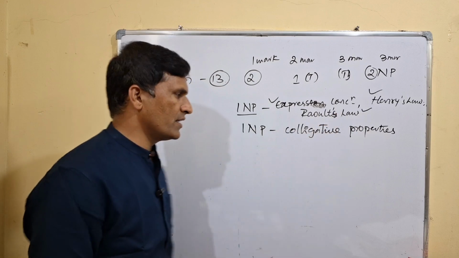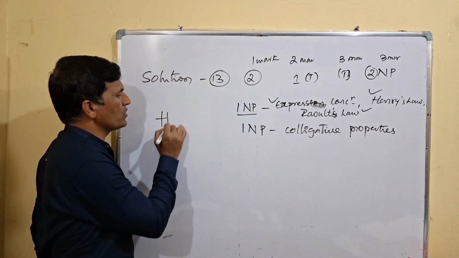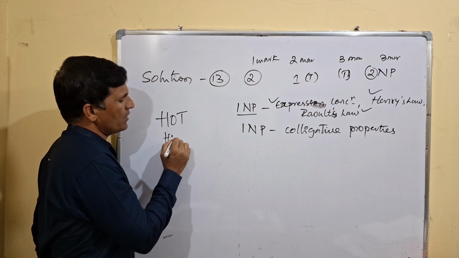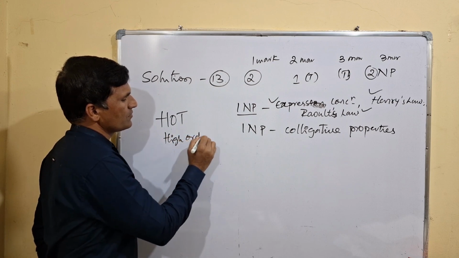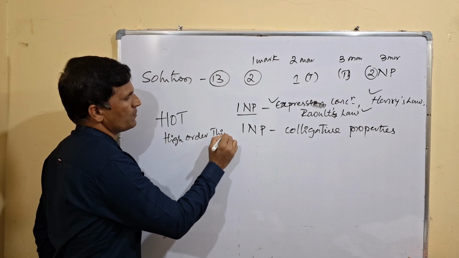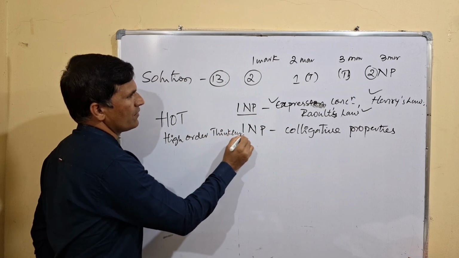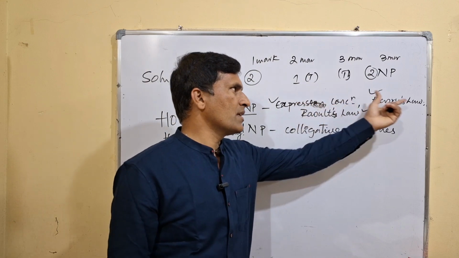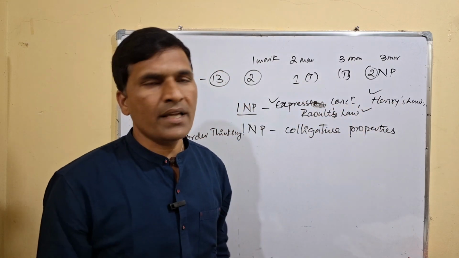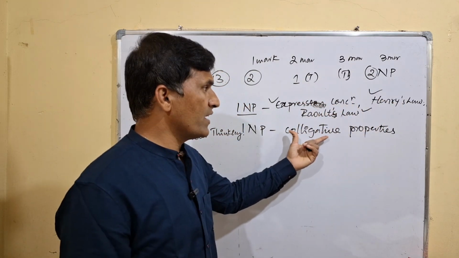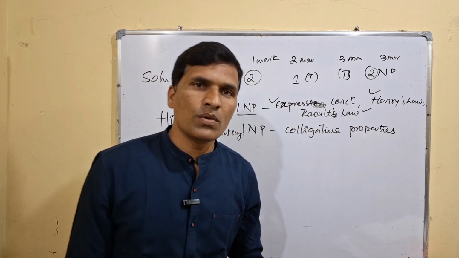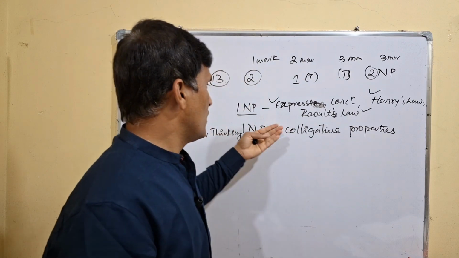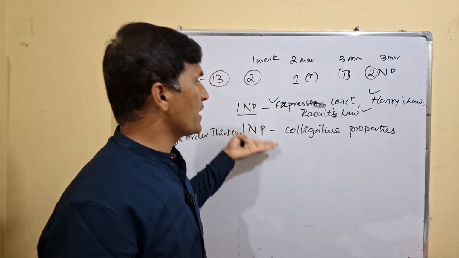Usually a high order thinking problem is given in the blueprint as HOTS, meaning high order thinking, and such a problem may arrive on this particular topic: expression of concentration, Henry's law, Raoult's law. And one very easy numerical problem will appear on colligative properties. So be prepared for both numerical problems.